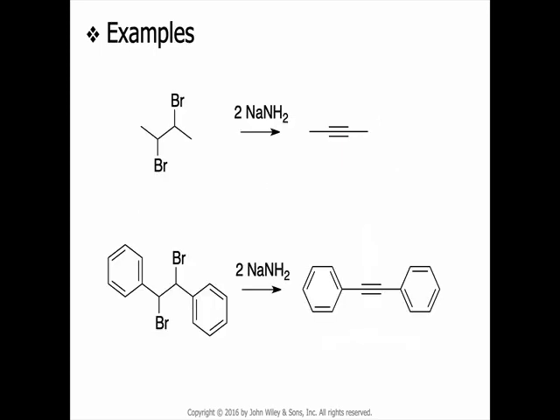Okay? So here's a couple of examples. You can take this dibromide. You can treat it with two equivalents of sodium amide. You can get this carbon-carbon triple bond. What would be the name of this molecule?